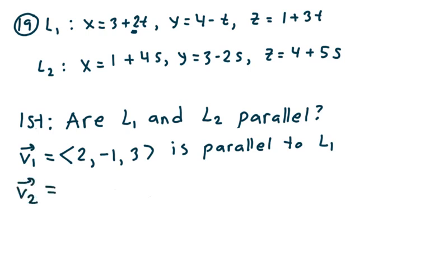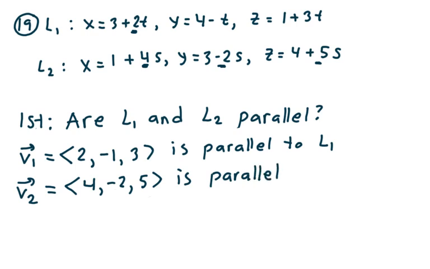V2, which is equal to, now the first component of V2 is 4, the second component of V2 is negative 2, the third component of V2 is 5. So V2 is parallel to L2. Now, here's how this works.